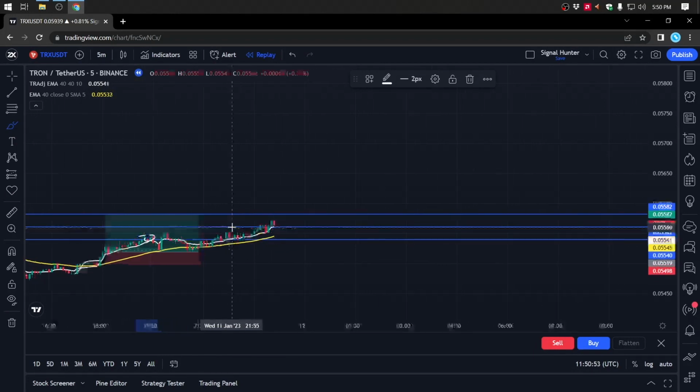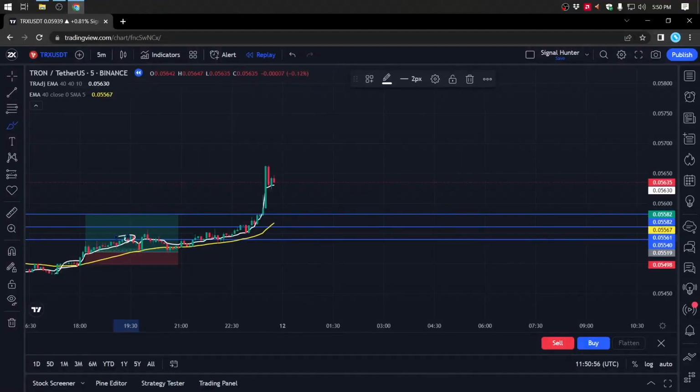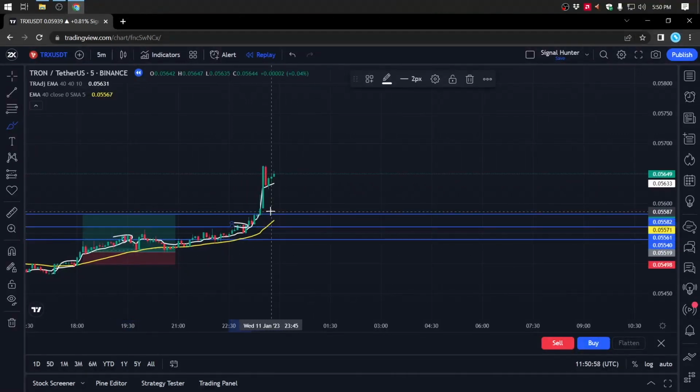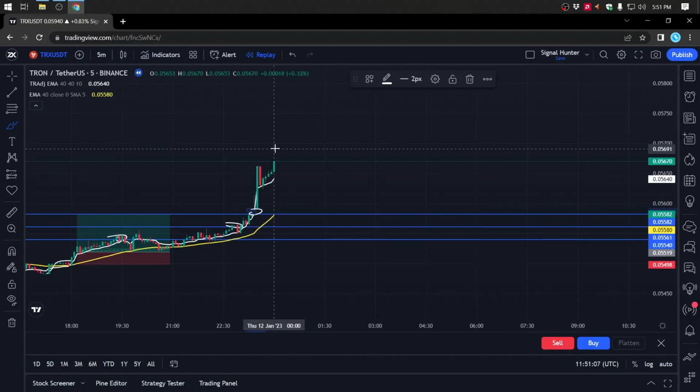And after a few moments, the price successfully hits our profit target 2 and profit target 3, and it counts as a successful trade. And if you have risk management knowledge, you can also increase your profit target.